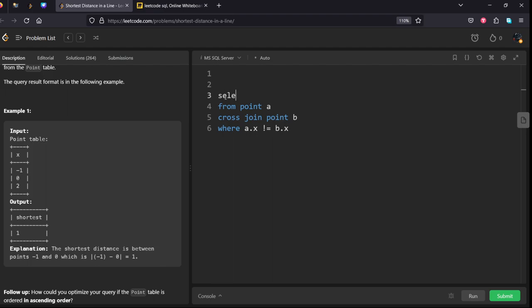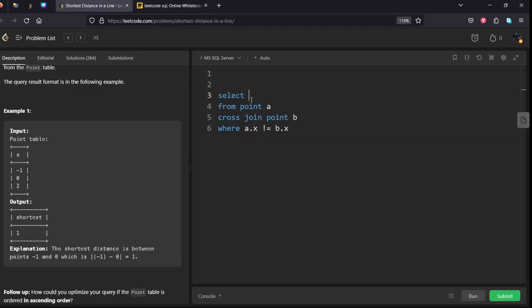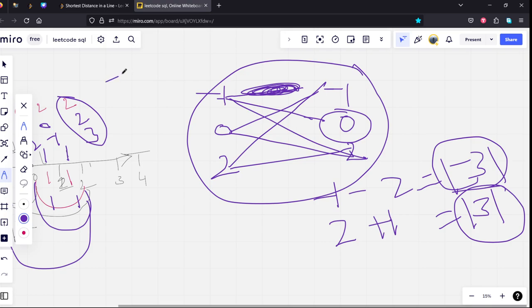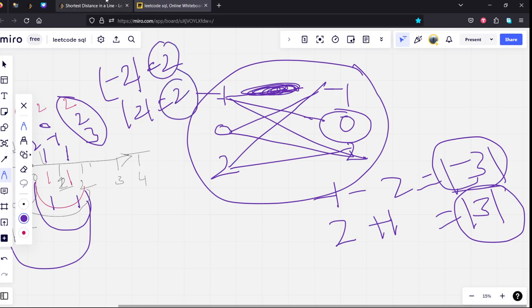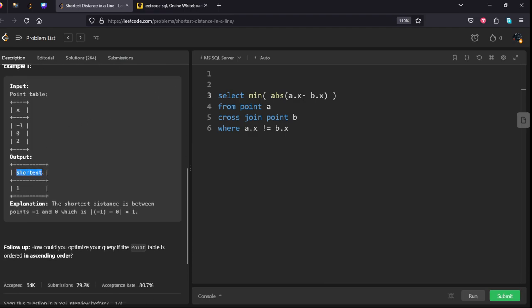Now what we want from all the distances is A dot x minus B dot x. As we said, negative distances do not exist, so we keep -2 also as 2, and +2 distance also 2, because distance is always positive. So I'll apply absolute. Now I will get all the distances positive. Now we want only the minimum distance, so I will take only the minimum from them. What is the alias name they are asking? Shortest. Done. Let's run it.